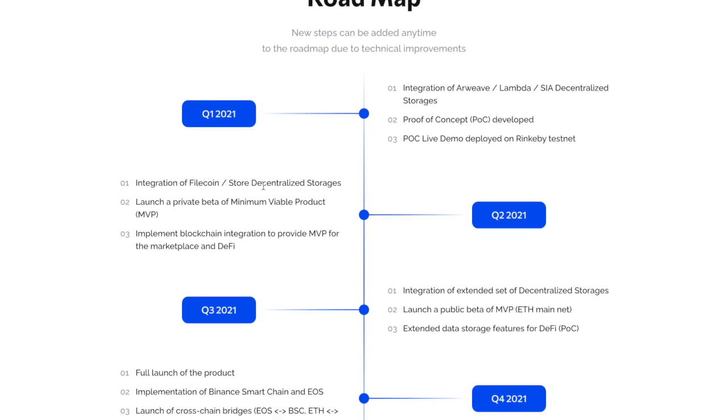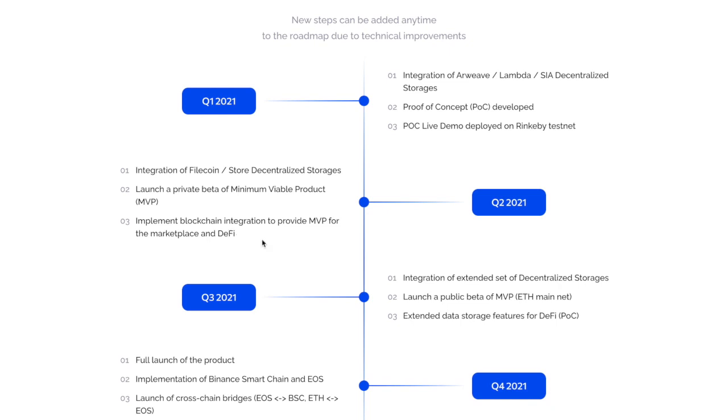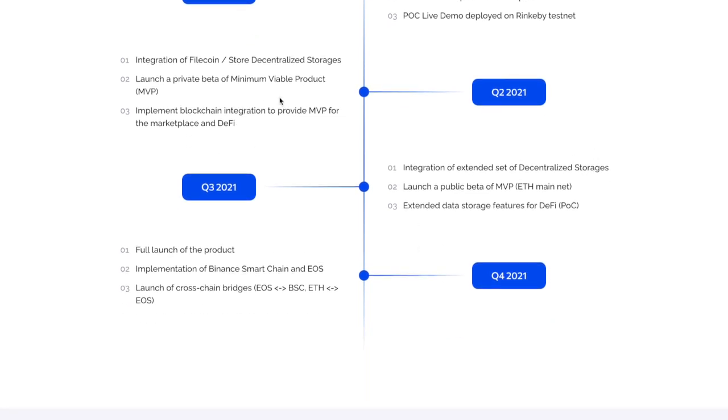Integration of Filecoin, decentralized storage, launch a private beta of minimum viable product, implementation, blockchain integration to provide an MVP for the marketplace and decentralized finance. So that's what they're working on right now in Q2 of 2021. How about what they'll be working on next in Q3? Q3, integration of an extended set of decentralized storage. Launch a public beta of MVP, extended data storage feature for decentralized finance, POC. And at the end of the year in Q4, full launch of product, implementation of Binance Smart Chain.